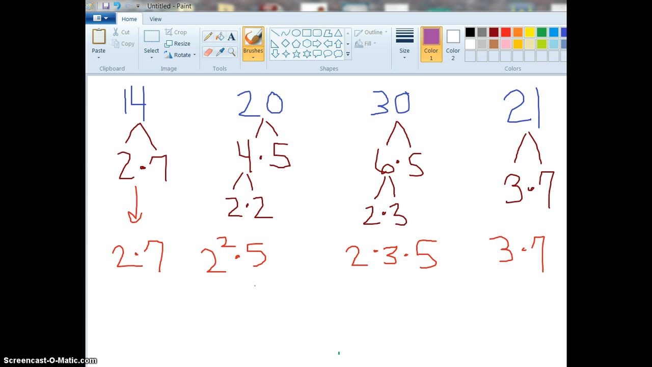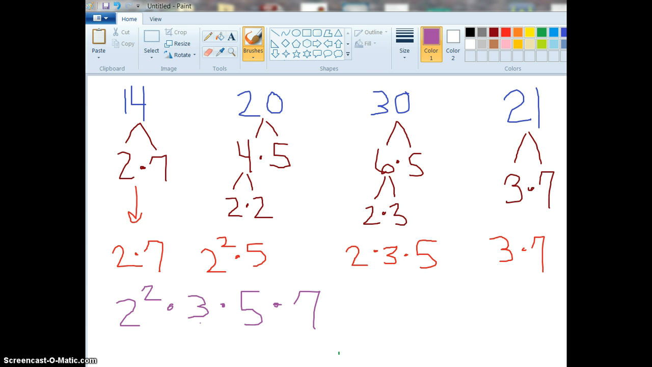How to find the least common multiple? If any of your factors repeat, you take the higher exponent. So in this case, we'll bring down 2 squared. We have to include 3 and 5 and also 7.